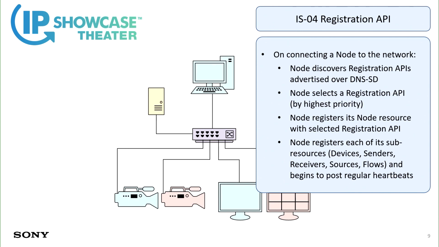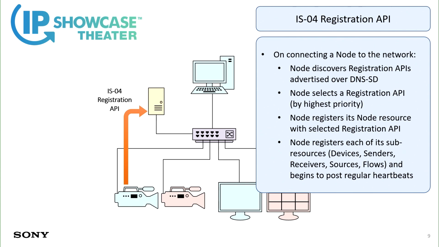Once the node has discovered a registration API, it will choose the one with the highest priority and register its node resource with that selected registration API by making an API call. Once it's registered its top level node resource, it will then go on and register all its sub-resources, the devices, the senders, the receivers, the sources and flows, with a set of subsequent calls.